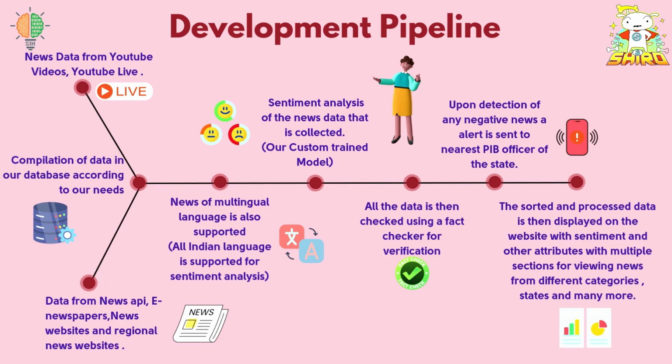via the portal to the nearest PIB officer with the news source and the news outlet section to take any instant action against that news and also the news producer. Then this processed data is also displayed on our website for viewing by the PIB officer and also our normal user in a categorized format of different categories available on our website.